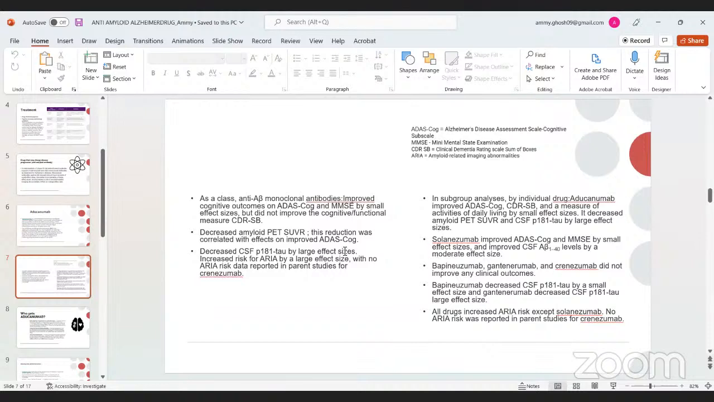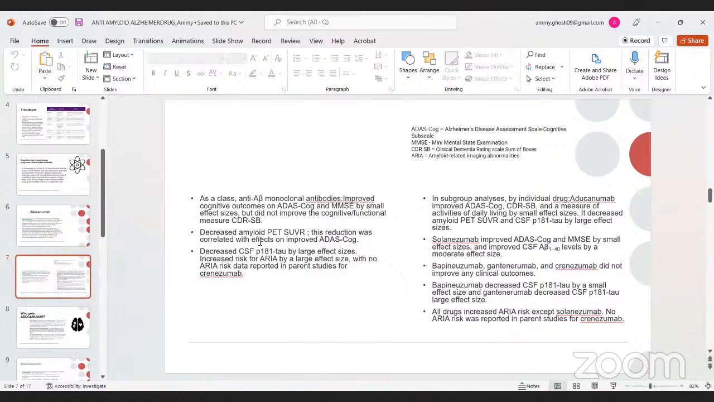So here we can see how the anti-amyloid antibodies can improve the disease condition. As a class, the monoclonal antibodies can improve the cognitive outcomes on ADAS-Cog, the Alzheimer's Disease Assessment Scale, and also on MMSE, by a small effect. But they did not improve the cognitive functional measure by the Clinical Dementia Rating Scale.